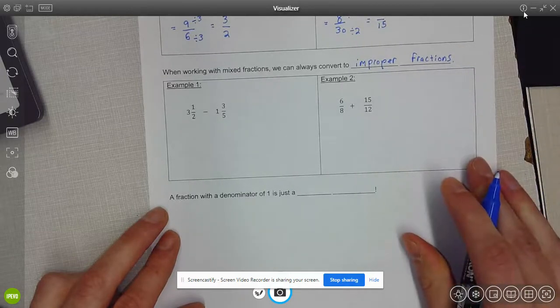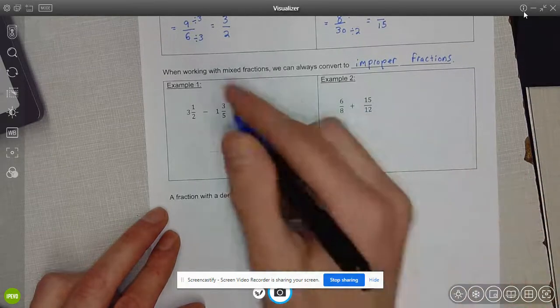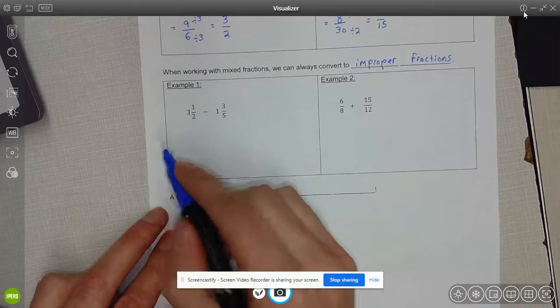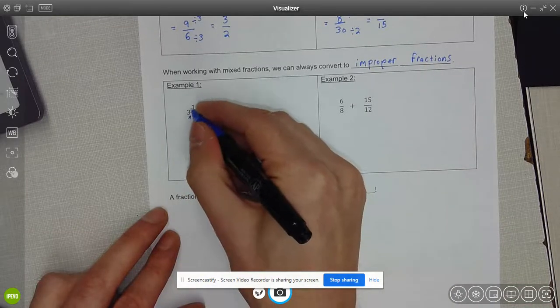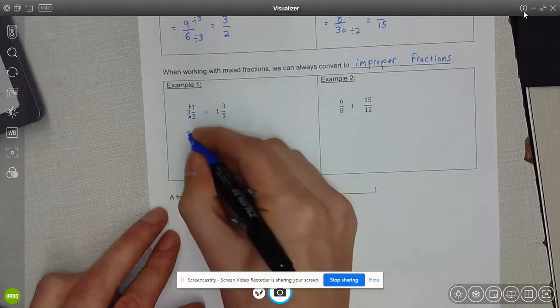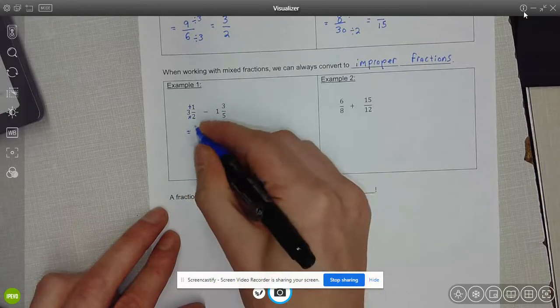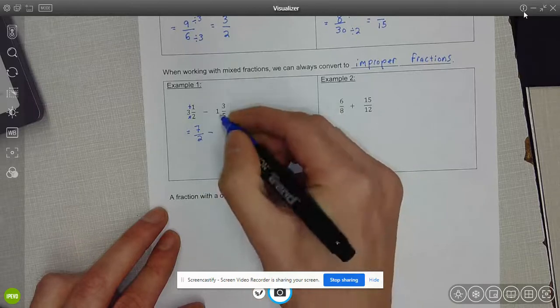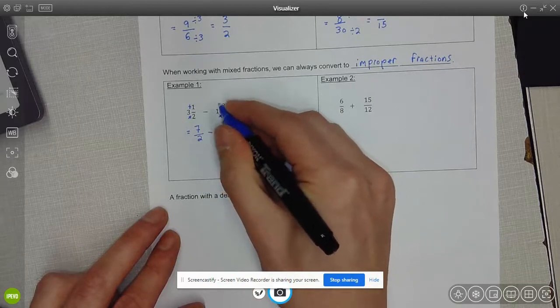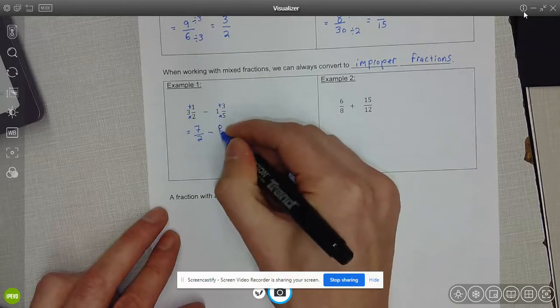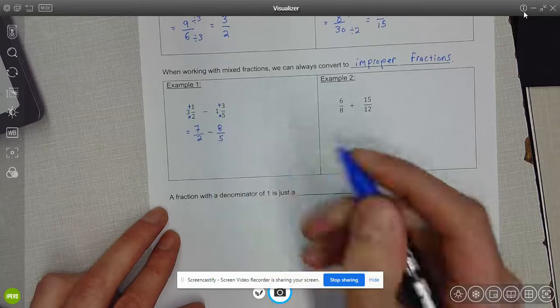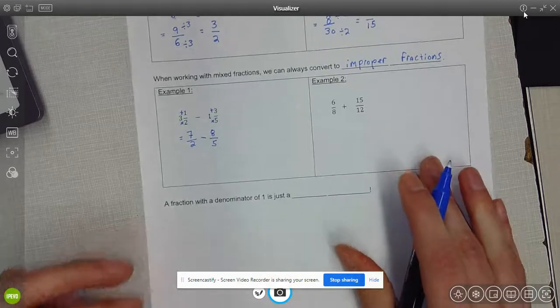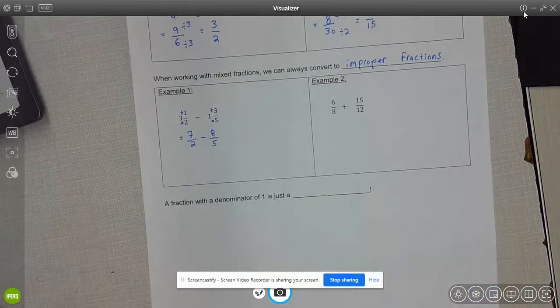at converting. So if I want to convert 3 1/2, I'm going to do 3 times 2 plus 1. 3 times 2 is 6, plus 1 is 7. So I have 7 halves. 1 times 5 is 5, plus 3 is 8. So I have 8/5. The denominator remains the same. So my first step, whenever I'm working with mixed fractions, is to convert to improper. And now I can continue.